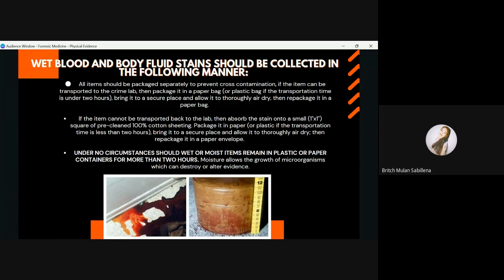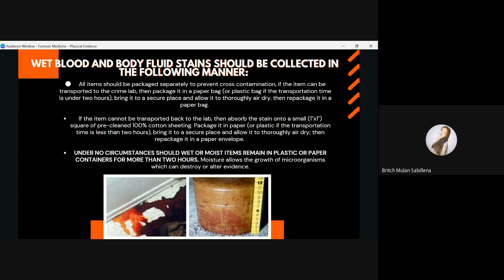Seven, once the evidence has dried, repackage the envelopes in a larger labeled paper bag or envelope. Eight, if the transportation time is under 2 hours, plastic bags may be used to transport the evidence. And lastly, store the evidence in a secure location to maintain its integrity.